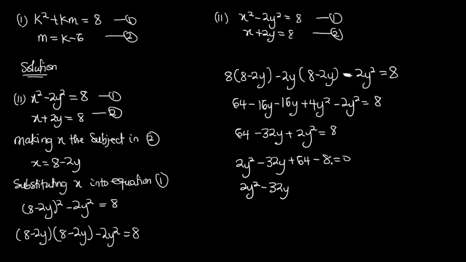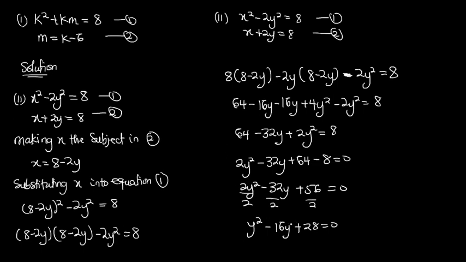Now 64 minus 8 will give me plus 56. This is equal to 0. Right, so I can divide through each of the coefficients of the y squared, the y, and then the constant. I can divide through by 2. So let's do that. If I divide through by 2, 2, 2, and 2, I'm going to have y squared minus 16y, then plus 28 is equal to 0. So now I have a much easier equation for me to factorize.